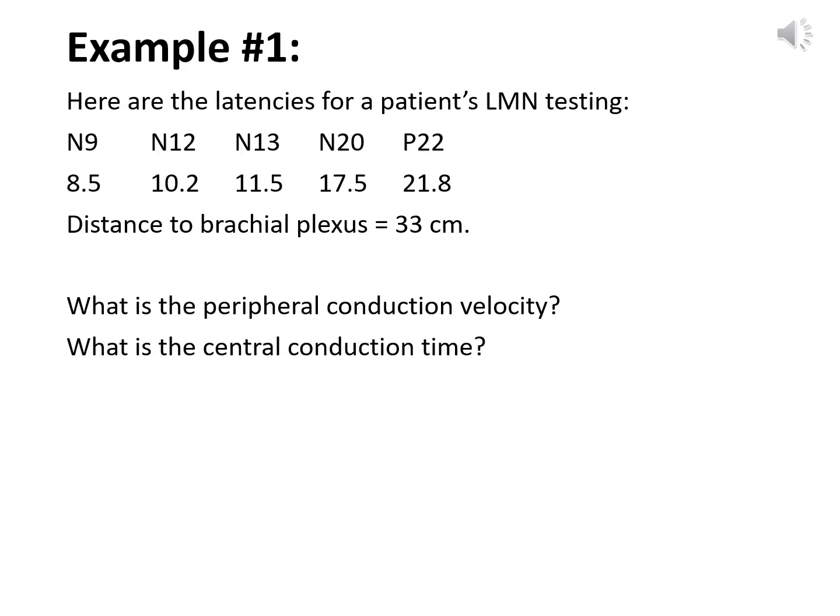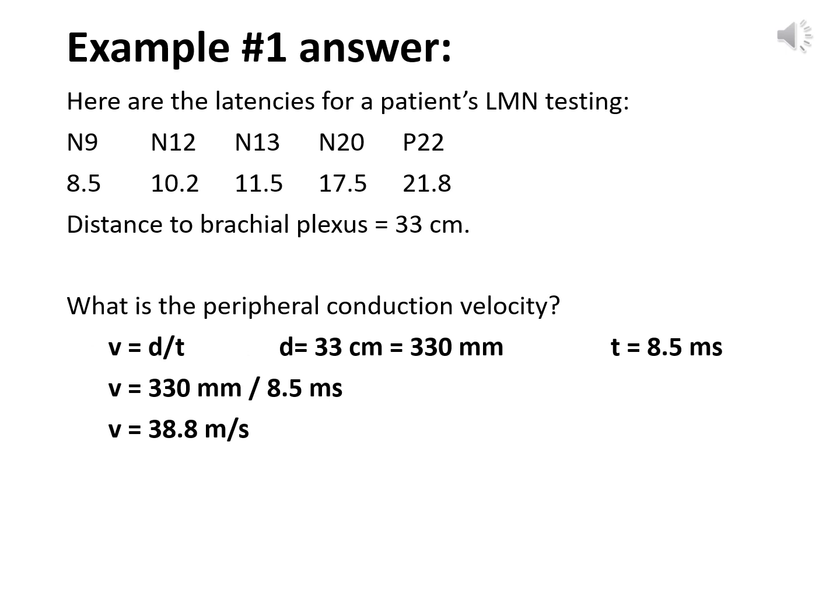For question number 1, in this example, we're given the latencies for a patient's left median nerve testing. And so we see values for N9, N12, N13, N20, P22. And we're told that the distance to the brachial plexus is 33 centimeters. And the question asks, what is the peripheral conduction velocity and what is the central conduction time?